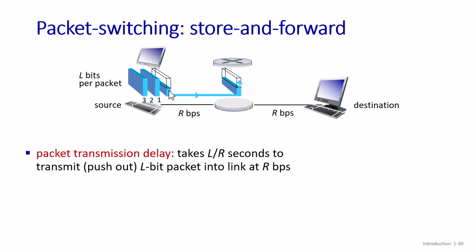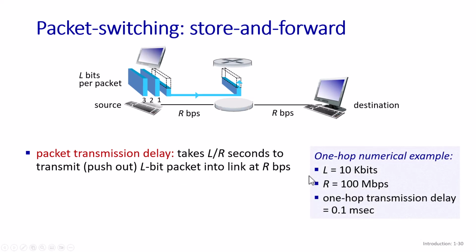As you can see, the bits are being sent over the link, and here the router is storing the bits for that packet. When this occurs, we have a packet transmission delay. It takes L over R seconds to transmit, or push out, an L-bit packet into the link at R bps, so R bits per second.